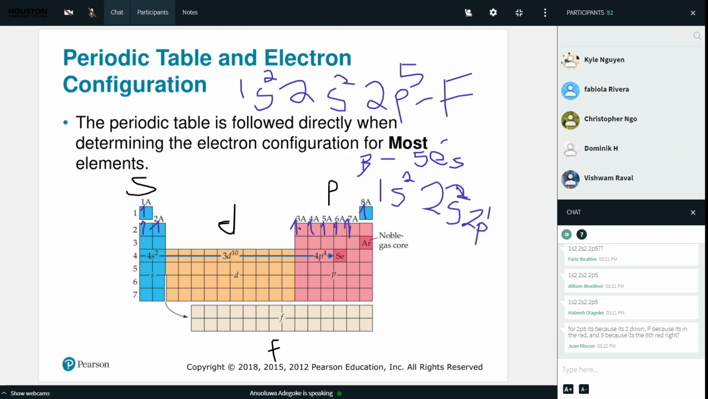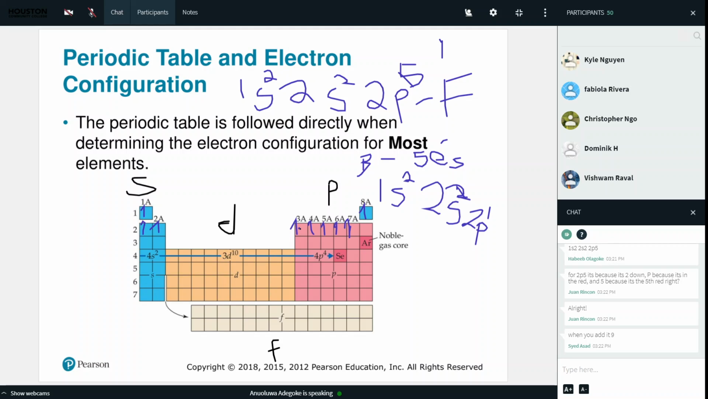For 2p5, it is because it's 2, down p because it's in the red, and 5. Yes, because the fifth one is in the red, and it's level 2. So we started from level 1 and walked our way up to level 2. For level 2, we got to pass 2s before we get to p. That's why we have 2s2, then 2p5, 1, 2, 3, 4, 5. For this last one, neon, it will be 2p6. That's how we write electronic configuration.